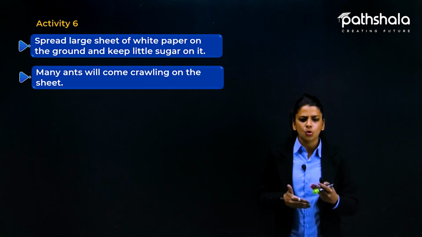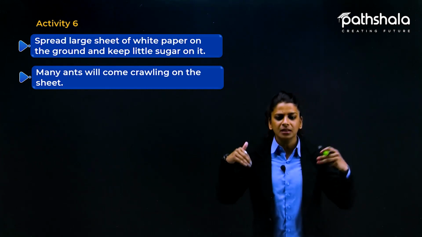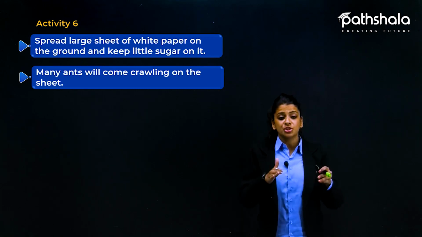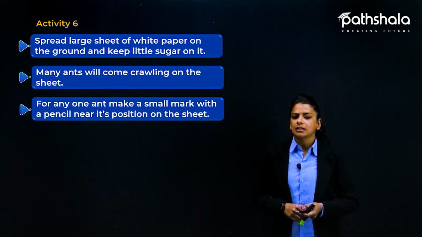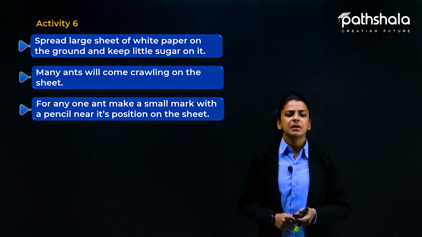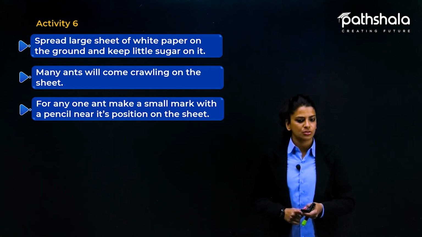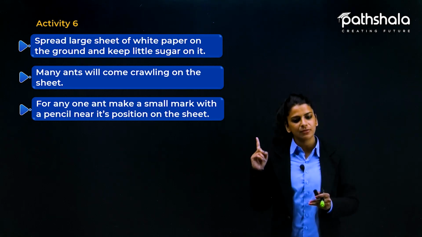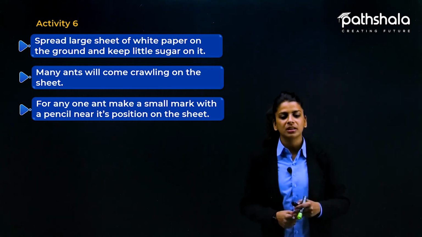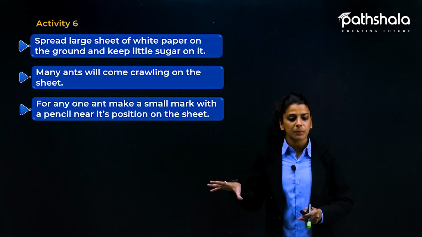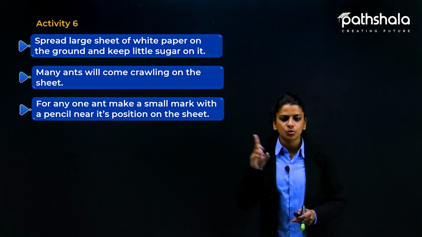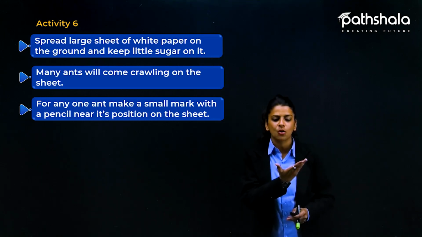As time goes by, you will see that some ants are distributed on this sheet on which you have sprinkled some sugar. After that, for any one ant, make a small mark with a pencil near its position on the sheet. So choose any one ant that is crawling on that sheet and mark its position. Whatever position the ant is at, take only one ant. You don't have to observe all the ants that are on the sheet.